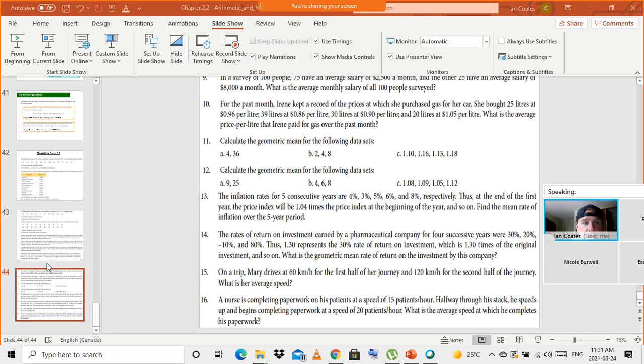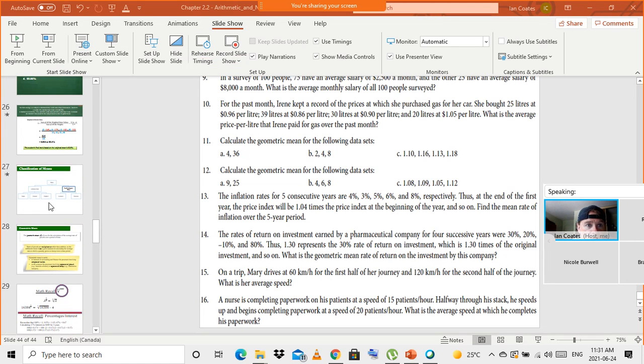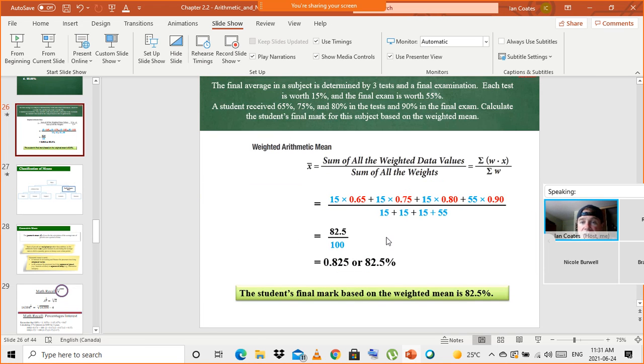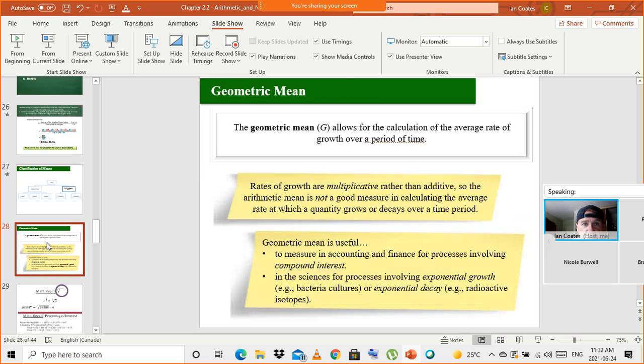Yeah, we just finished here. So that's your weighted mean. Not too bad, I think. We've just covered simple mean again, we did a 10% trimmed mean, and we did the weighted mean. Now we're on to these two here, and then we're done for the day.